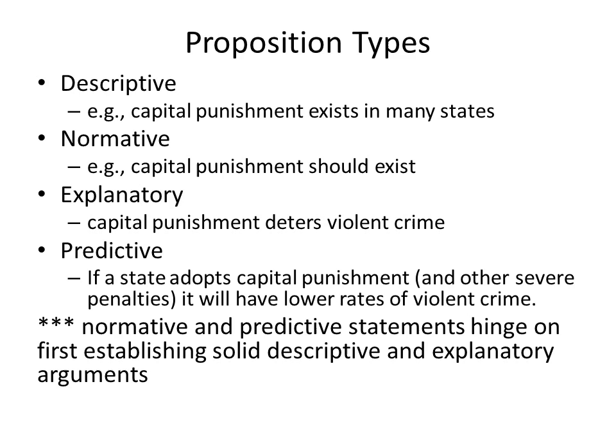A normative proposition addresses whether that particular outcome of interest, in this case a particular policy, ought to or should exist as it does, right? So the normative version of the descriptive proposition that we're using as an example would be that capital punishment should or ought to exist in many states.